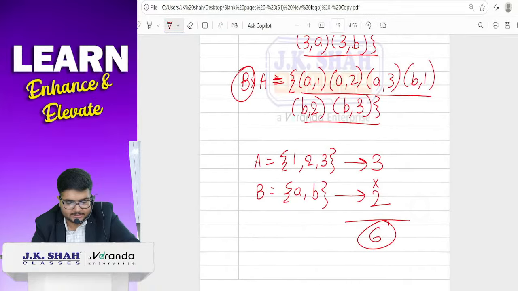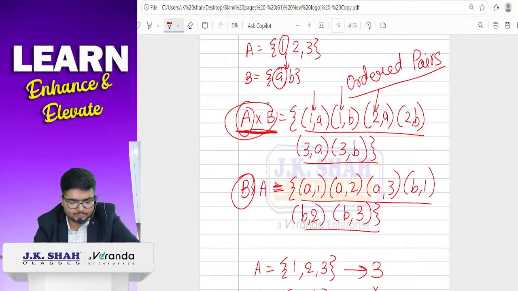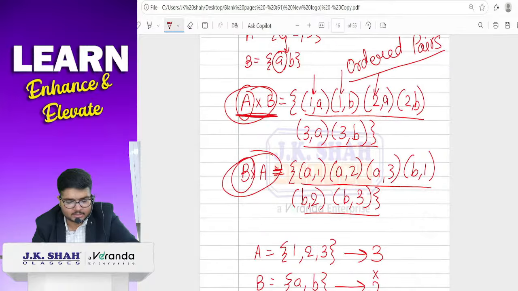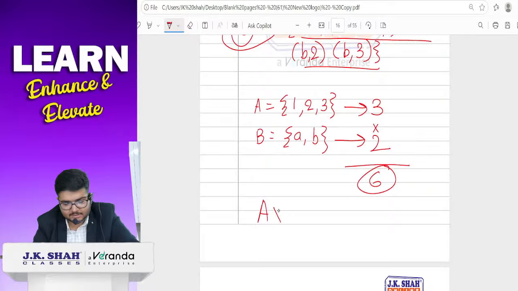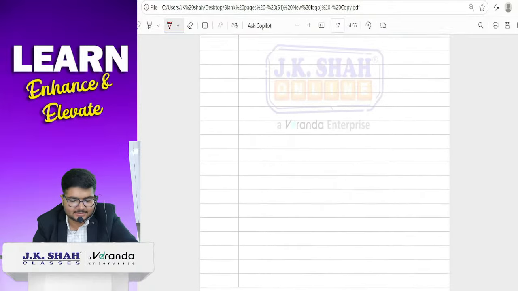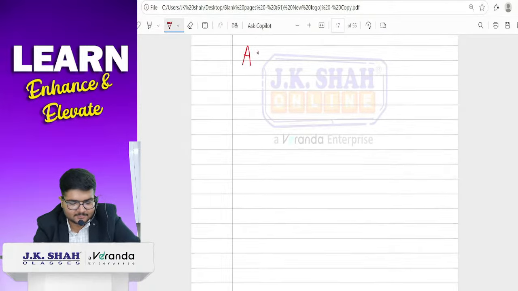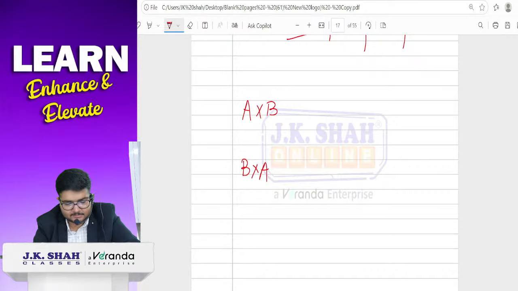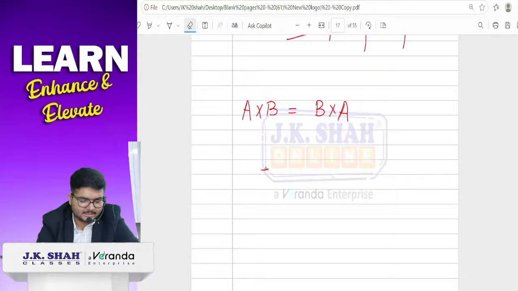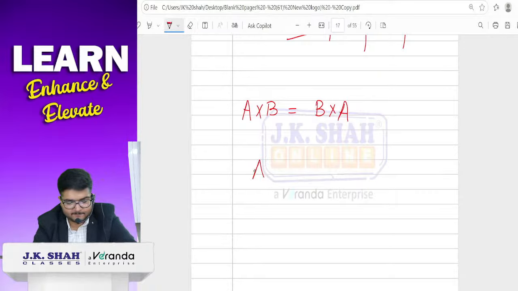Now, here I told you that A into B and B into A are both different. So we can conclude that A into B is not equal to B into A. Sir, can you tell us when they will be equal? In which case will A into B be equal to B into A?